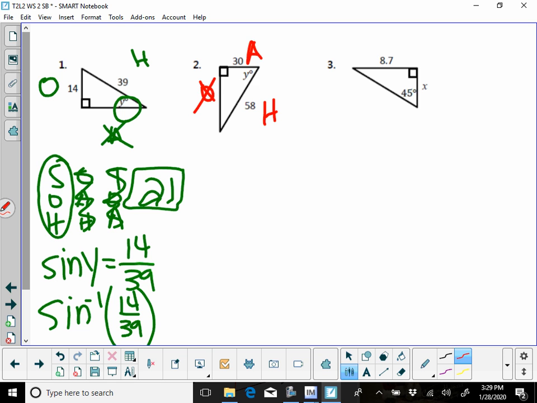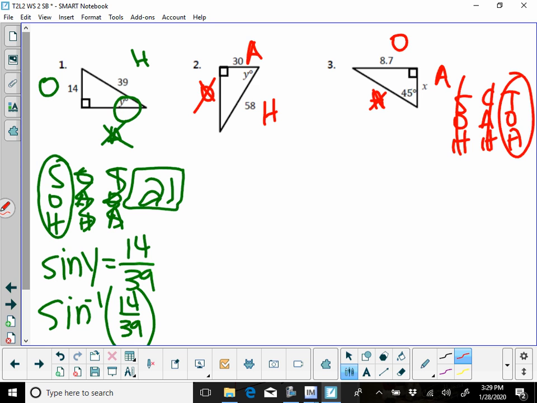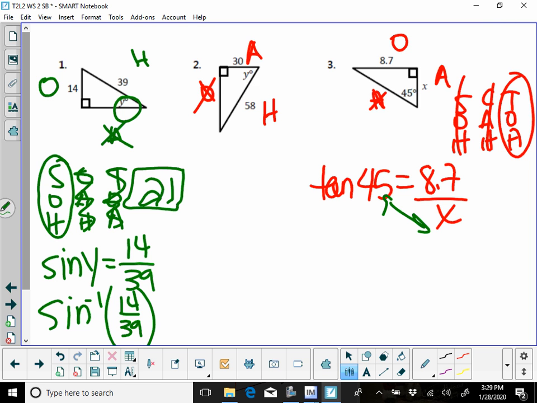All right, here's our angle here. So we've got opposite and adjacent. So we don't have anything for the hypotenuse. So that means we have to use tangent. So tangent of 45 equals 8.7 divided by x. So this is case number 2 where you're going to switcheroo. And then you'll type that in, 8.7 divided by the tangent of 45.